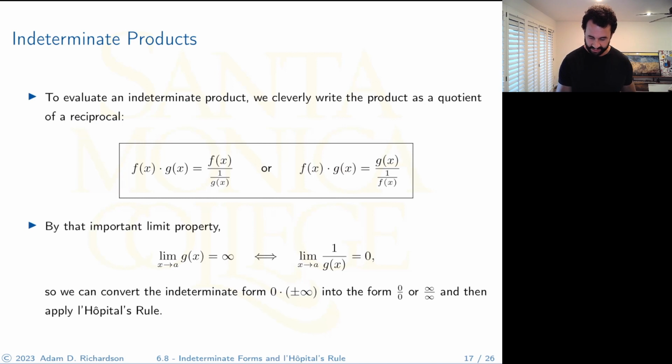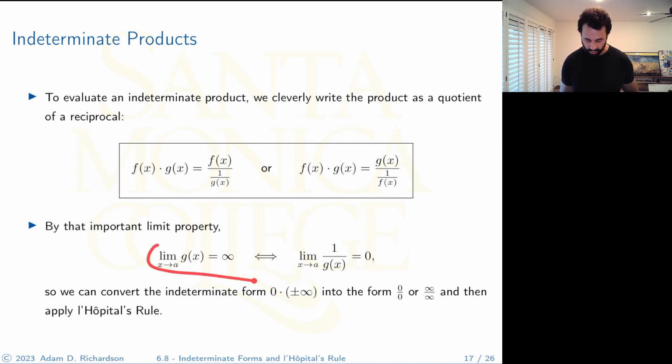clever. And what we're going to do is we're going to write that product as the quotient of a reciprocal instead. So here, f times g is the same as f divided by 1 over g, right? Because if you flip and multiply the denominator, you'll get f times g again. Or you could rewrite it like so, g over 1 over f. And these are equalities, so that product is just being massaged and rewritten in a nice way.